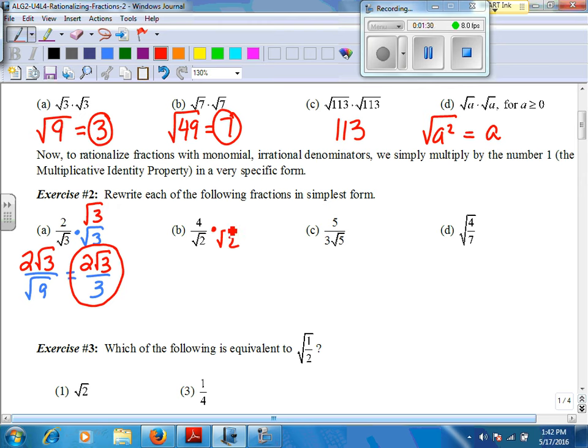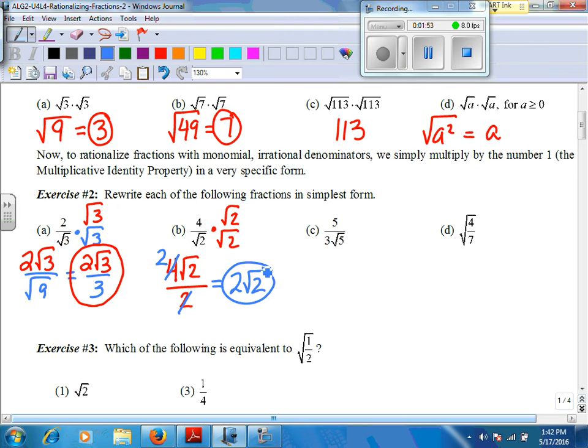So you could do the same thing for the next problem. Multiply by square root of 2 on the bottom, square root of 2 on the top. And so we'd get 4 square root of 2 in the numerator. Square root of 2 times square root of 2 is square root of 4. If you take a shortcut, that's just 2. Now this one, unlike the last one, can be simplified. 4 and 2 both have a common factor of 2. So that would make that a 2. Final answer, 2 square root of 2.